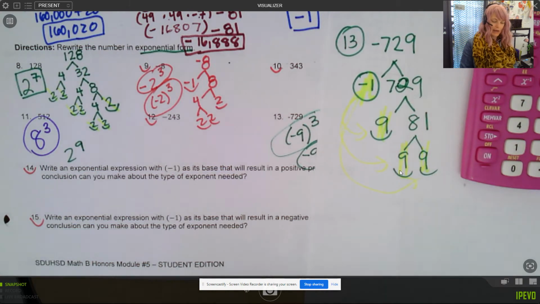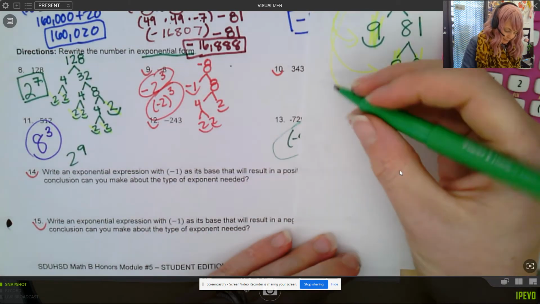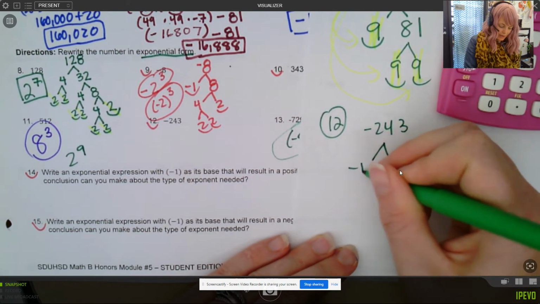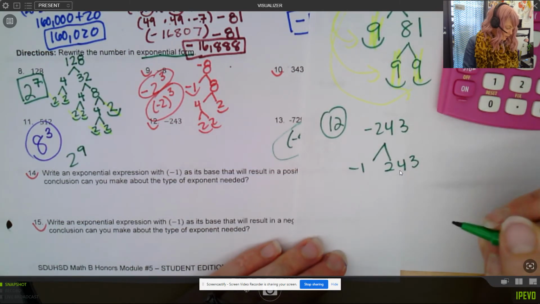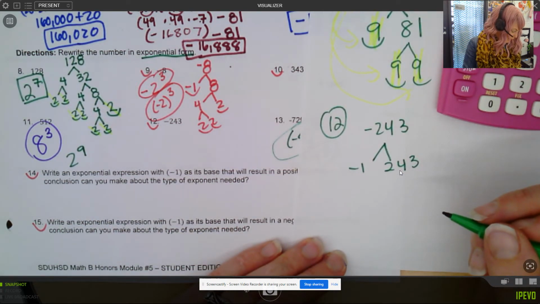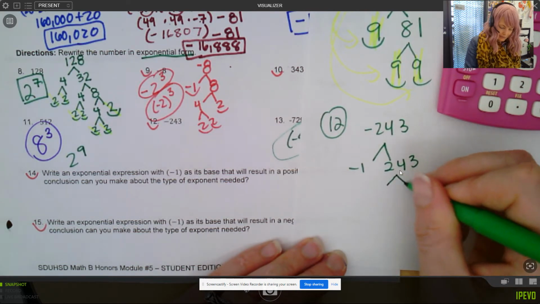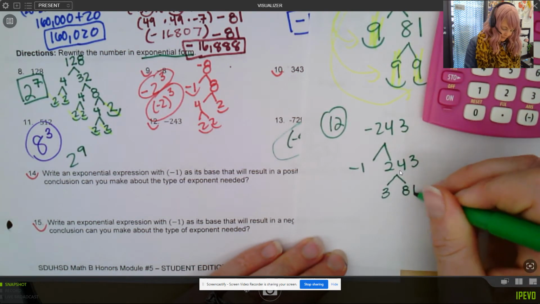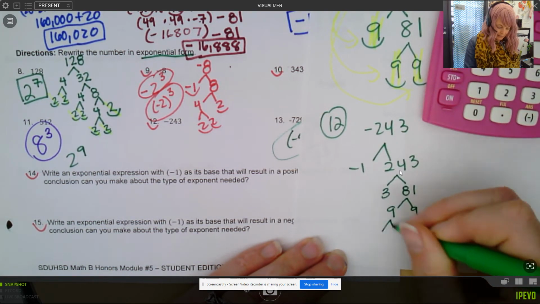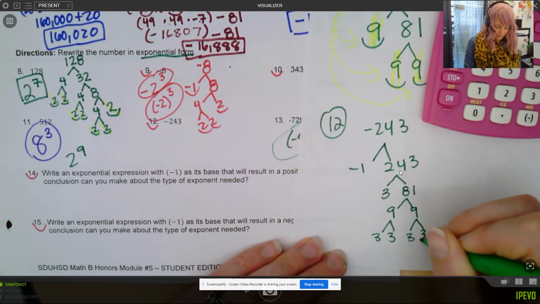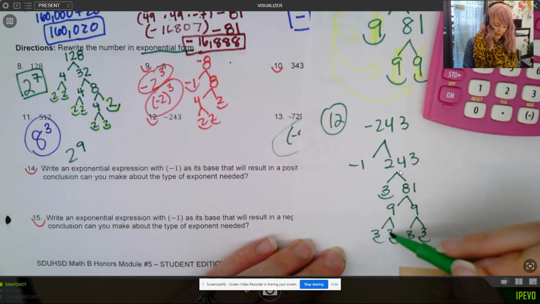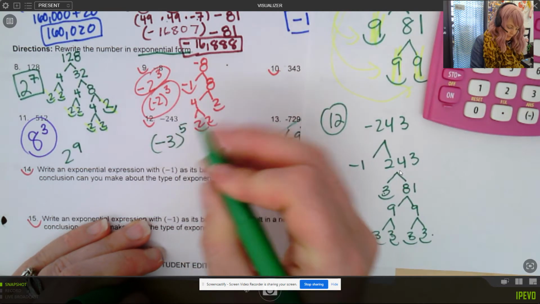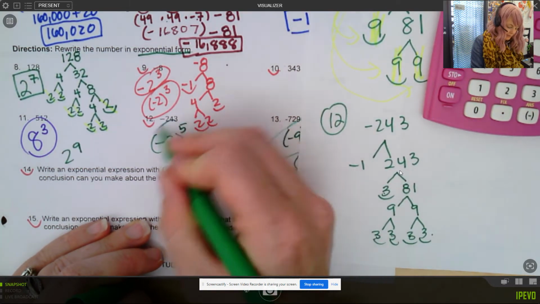Okay, so let's take a look at 12. When I'm looking at 12 here, you had -243. So your factor tree, you always start with -1 and 243. And 243 is, if I used my calculator, I noticed that it was 3 times 81. And 81 is 9 and 9. So that's 3, 3, 3, and 3. So I have 5 3's and a -1. So this is -3 to the fifth power, or just -3 to the fifth without parentheses.